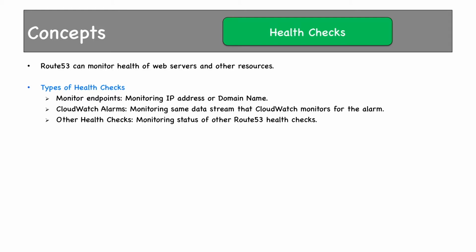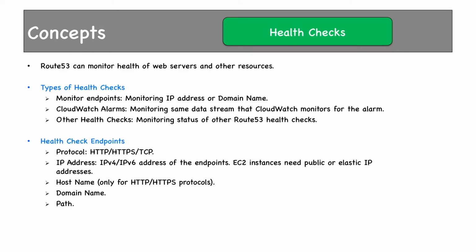There are three types of health checks. One monitors the endpoints, as in monitoring an IP address or domain name. Then it can monitor CloudWatch alarms. So the health check would see what is the status of the CloudWatch alarm and based on that, it will determine whether the instance or the endpoint is healthy or not. And then the final one is other health checks, which monitors the status of other Route 53 health checks.